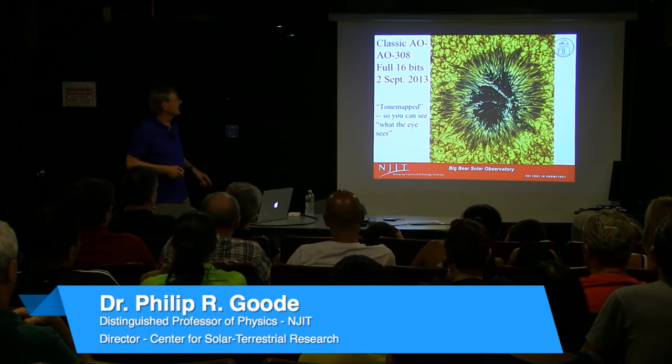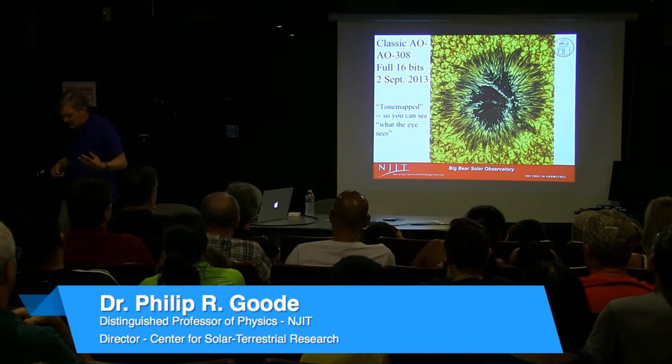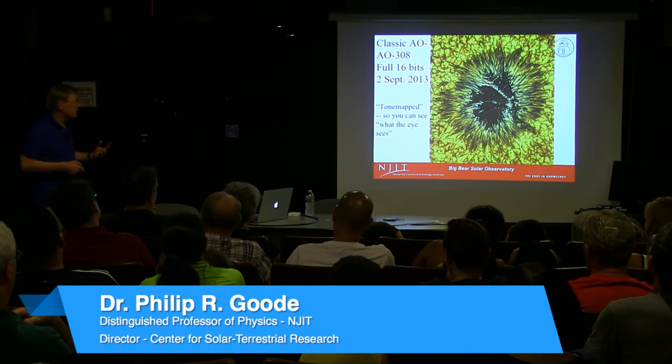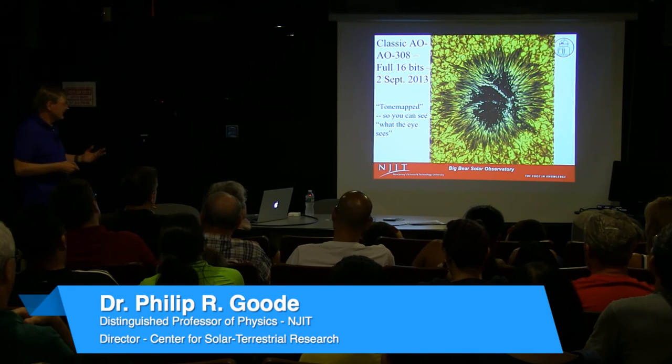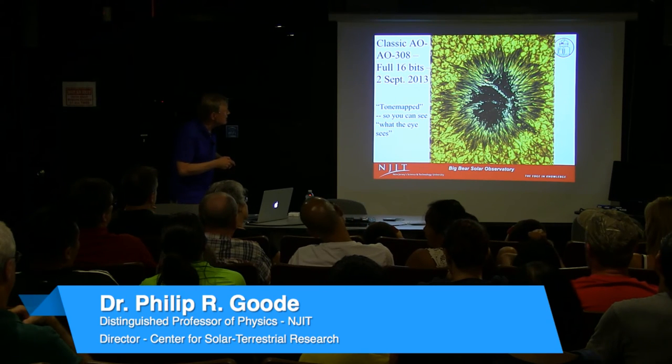And then these cameras we have are 16 bits. You can't see 16 bits. So here's a kind of trick to try to illustrate that. Here's a light bridge. It's a different sunspot. See this dark line along the light bridge?